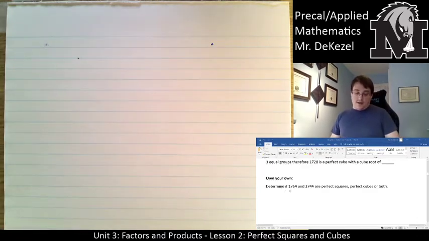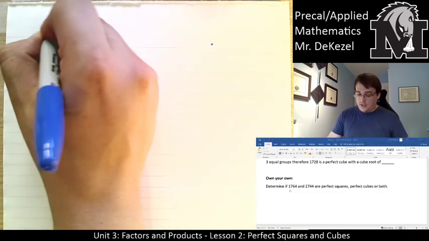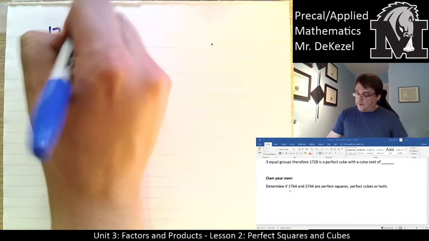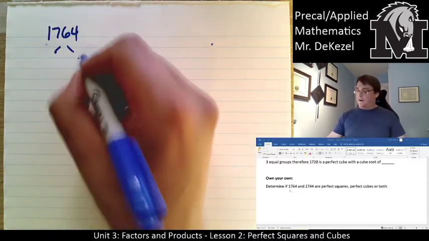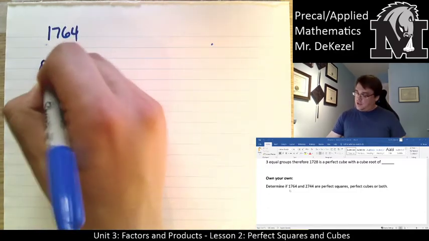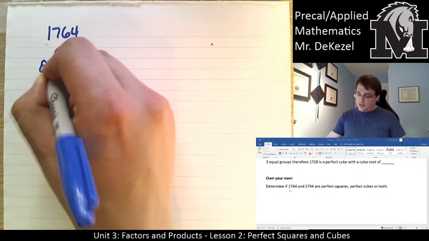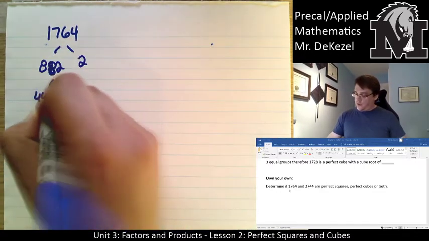Okay, let's give it a go. Let's see if we can break these down into proper groups. Which color should I feel like using? Blue. Let's do that. So, 1764 this time. This is awfully close to our 1728, but not quite. Let's divide this by 2. We've got 882. Let me divide that by 2. Let's do that again. 2 and 4, 41.